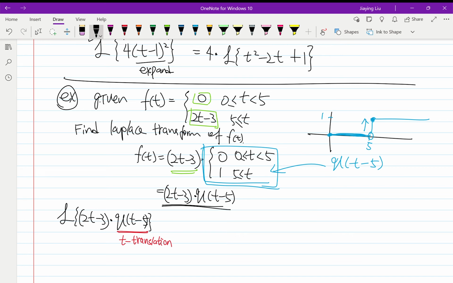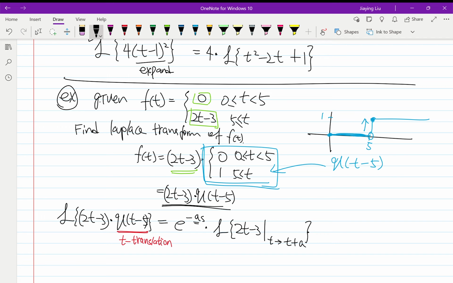And then we just follow the formula, right? So using the t translation, this u function will come out, and it becomes e to the negative as. And then we're going to figure out what a is in a minute. And you probably know, right? Times the Laplace transform of the remaining. The remaining is this part, so the Laplace transform of 2t minus 3. And if you look at the t translation, we cannot just find the Laplace transform of the remaining. We have to use the substitute, which is t plus a. And again, we're going to figure out what the a is.